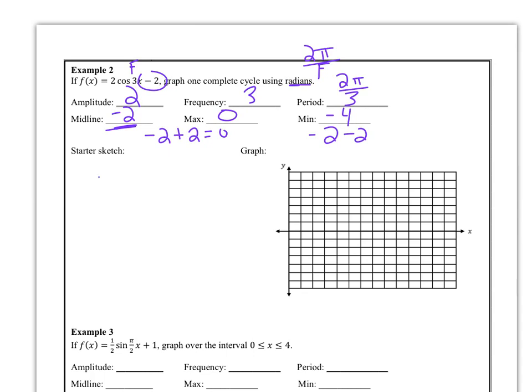So I'm going to make my starter sketch first, just like I always do, just so I can make sure it looks nice and everything's good. So the midline is at -2. The max we said was up here at 0, and the minimum is -4. Now we have to find the end. So there's our middle, there's our end, our little hash marks. The end is at 2 pi over 3. So that means the middle is, well, half of 2 pi over 3 would be 1 pi over 3.